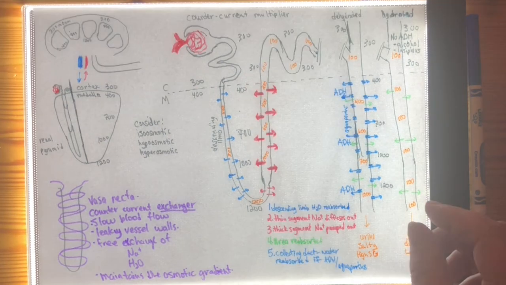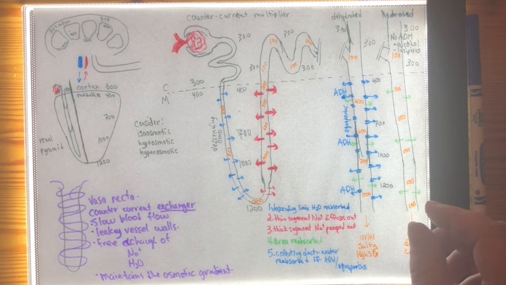So let's give a couple examples of this. Let us compare the fluid inside of the DCT with the surrounding interstitial fluid. Remember, the fluid inside of the DCT, at least according to the way that I teach this lesson, is always going to be 100, which is pretty dilute, and the surrounding interstitial fluid is going to be 300 milliosmoles. Well, then we would say the filtrate inside of the lumen of the DCT is hypoosmotic to its surrounding interstitial fluid. Basically, it is less salty than the surrounding IF.